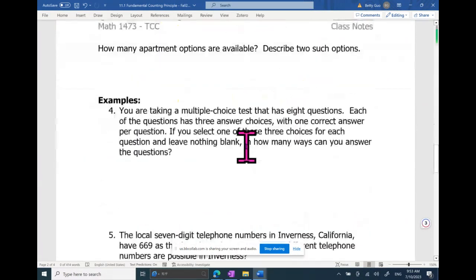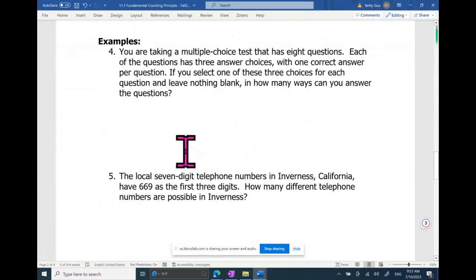So this is example 3. Example 4. You are taking a multiple choice test that has 8 questions. Each of the questions has 3 answer choices, with 1 correct answer per question. If you select one of these 3 choices for each question and leave nothing blank, in how many ways can you answer the questions? So this is about what task? Complete a task. Your task is to complete a task. And how many questions in this test?